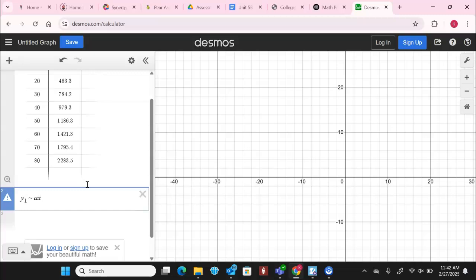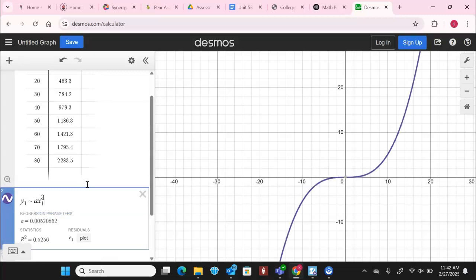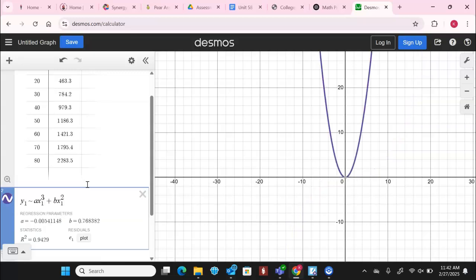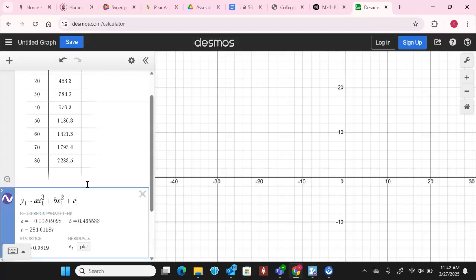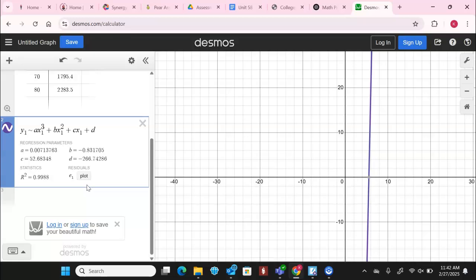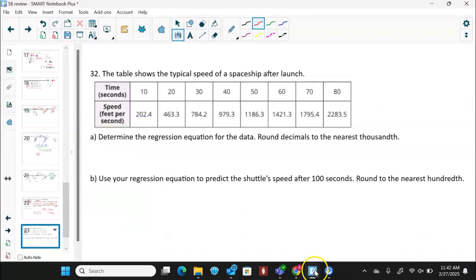It's ax cubed. You're going to press 1, plus bx squared. You're going to press 1 for the table, plus cx 1 plus d. These are going to be your answers. It's asking you to round to the nearest thousandth, so the third place of your decimal. So I'm going to write your equation right here.